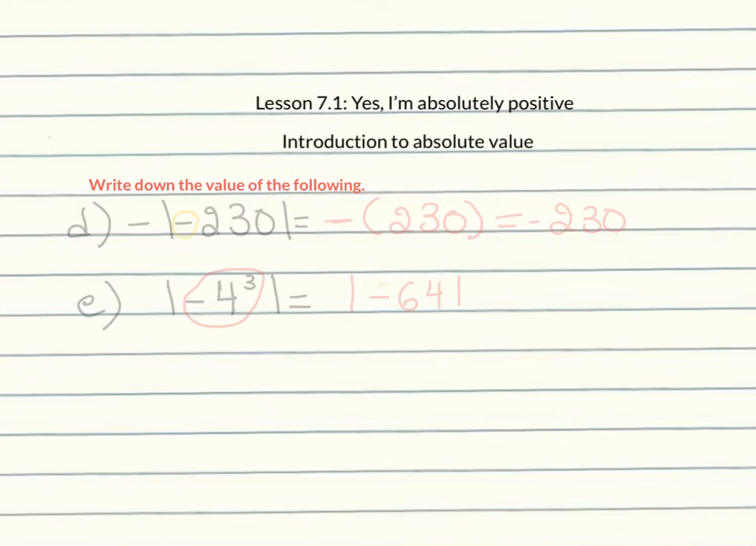Again, we have a negative sign inside the absolute value. It's not allowed to stay. The whole value should become a positive value. That's a positive 64.